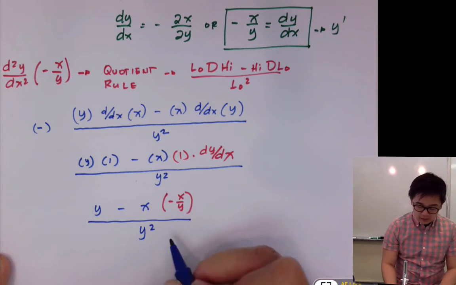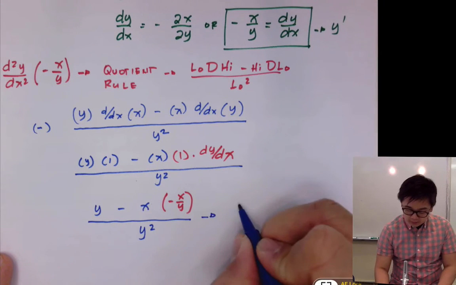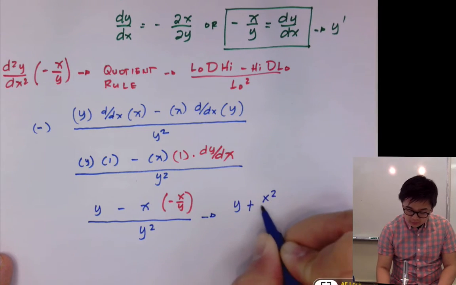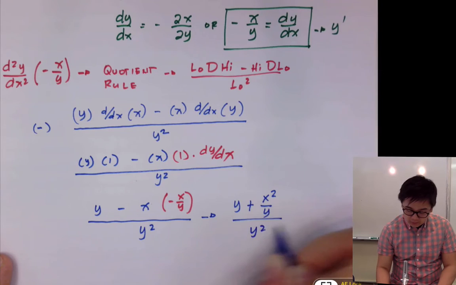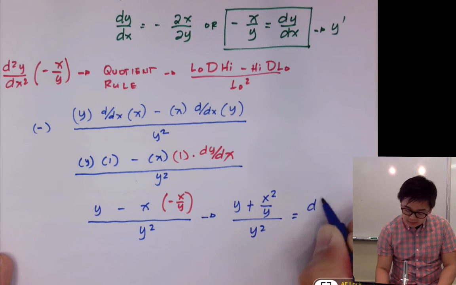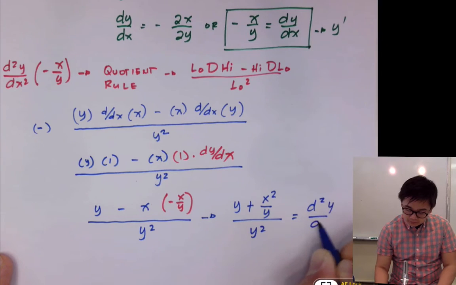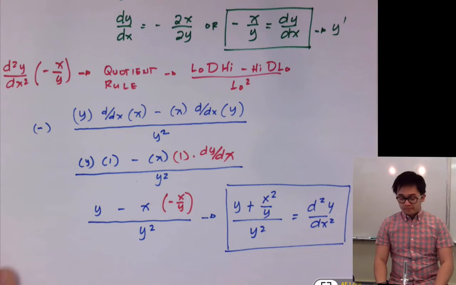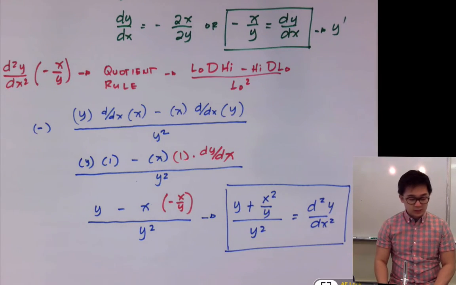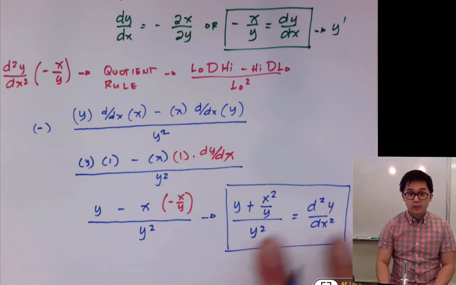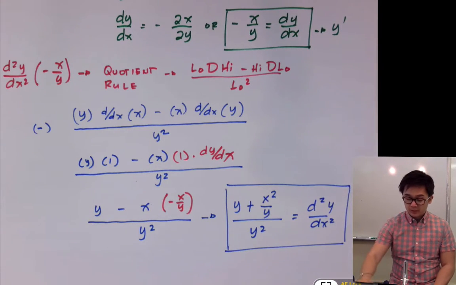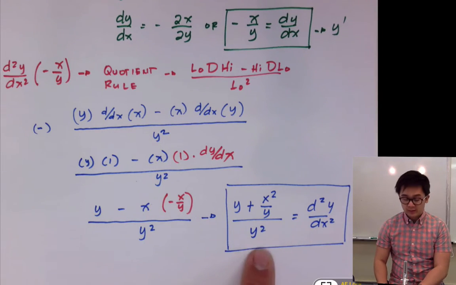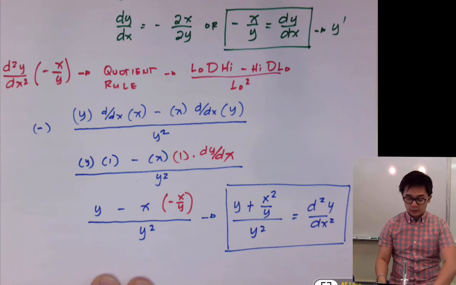So this is now our second derivative, which we can simplify into y plus x squared all over y squared, which is our second derivative. Now, the challenge in the next stage of my work is how to simplify the complex fraction into a single fraction, and to do this we're going to be using algebra. So we can still simplify this second derivative by doing this method.